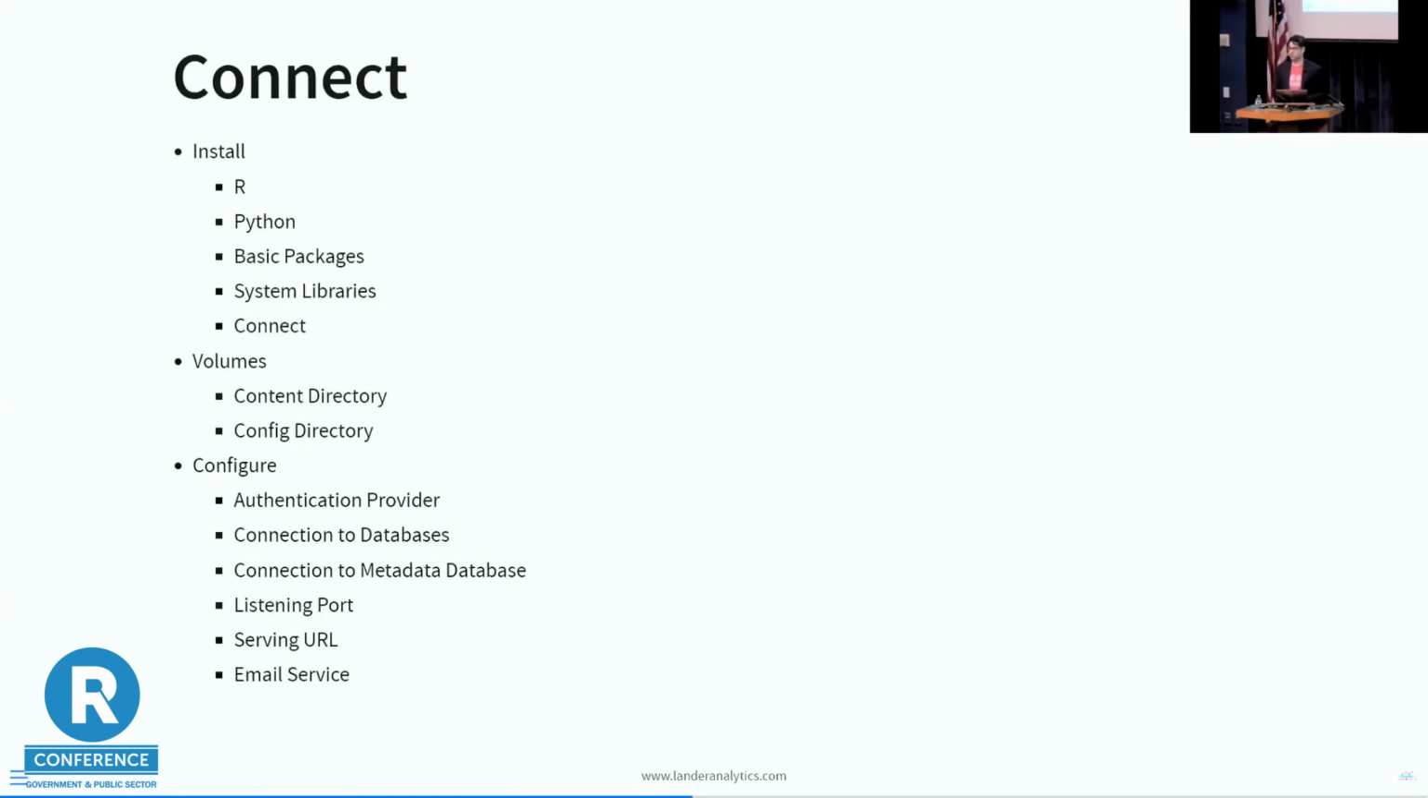For Connect, largely similar, you need R and Python, basic packages, system libraries. You need to install Connect itself, and you need to mount a volume for where the Connect content is going to be stored. That needs to live on disk and be persisted somewhere. And of course, you need to configure, very similar to before, authentication. We're going to get into that. Connection to databases, metadata databases, what URL you're going to serve it on.